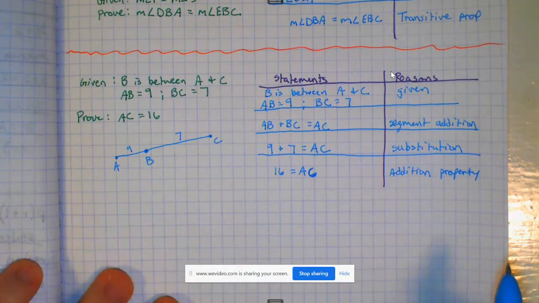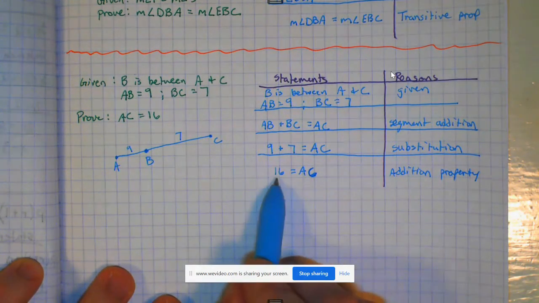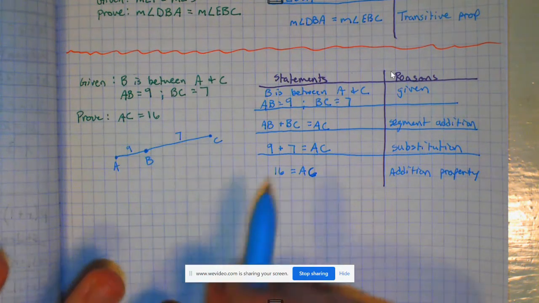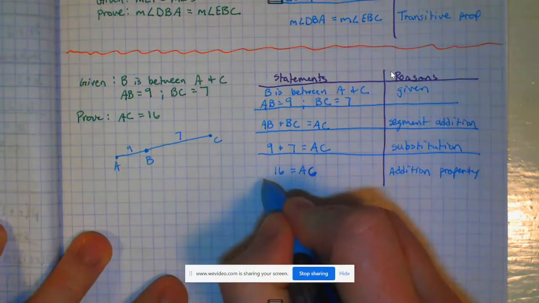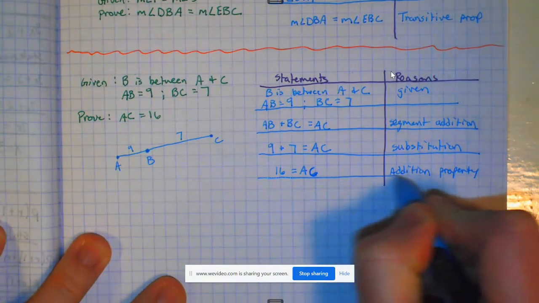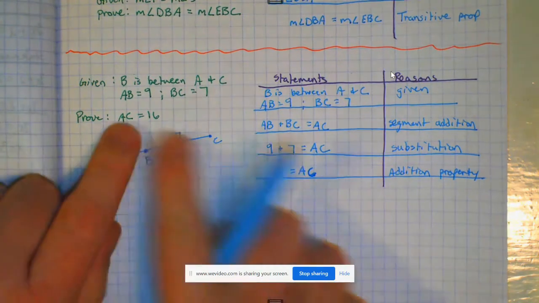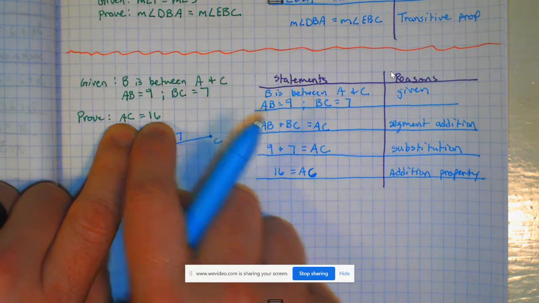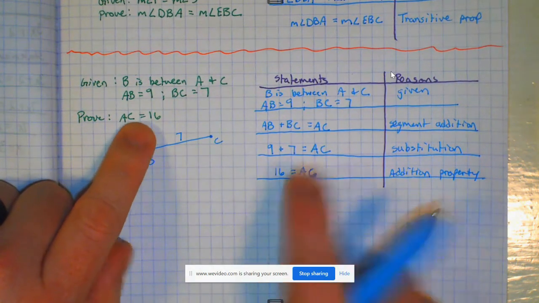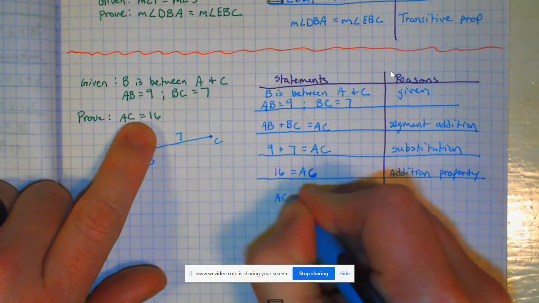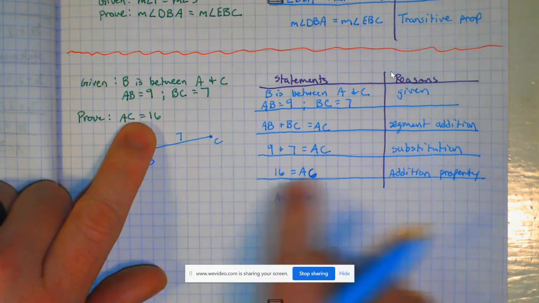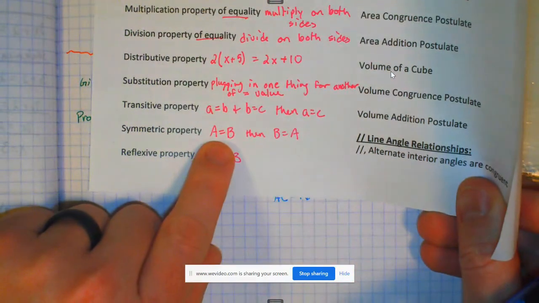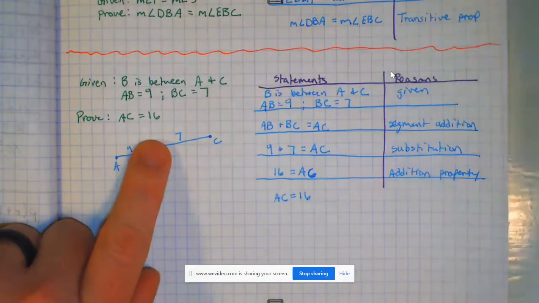Okay. Well, here I have 16 equals AC. It wanted me to prove that AC was 16. We could stop here, but some authors or some texts want you to match identically what is here. Okay, well, I don't quite have that here, but I could write AC equals 16 and just reverse the order. When I reverse the order, that's just the symmetric property.